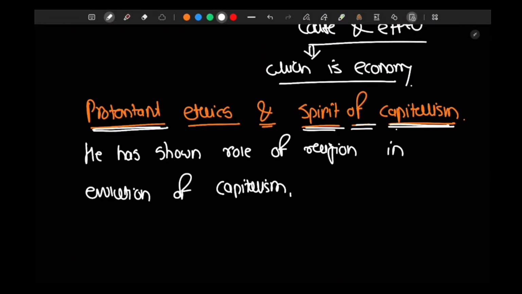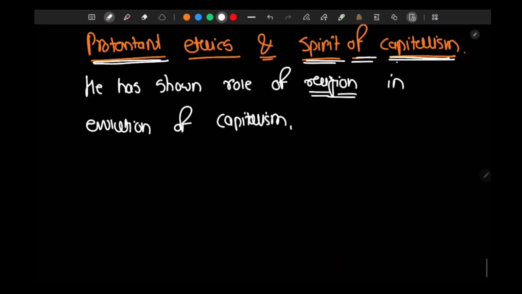We just have to understand for now that he explained a socio-economic phenomenon through a religious lens, which is a sociological factor. He used a sociological factor to explain an economic phenomenon, and we also have to understand how he used sociological factors to explain political phenomena as well.